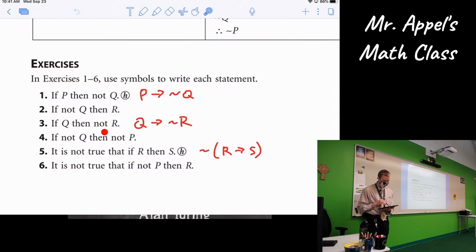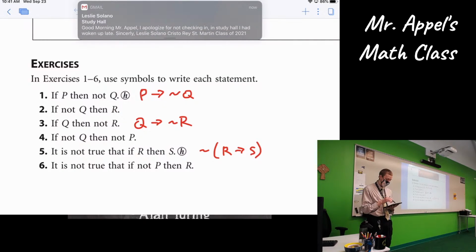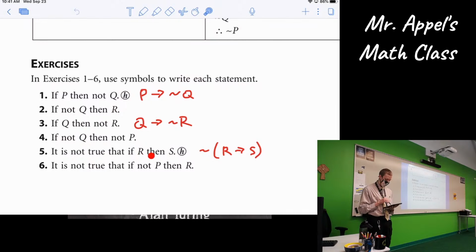Number 3, if Q then not R looks like this. And number 5 was the tough one. It is not true that if R then S. So they're setting us up for it is not true that. So you're going to start with a negation, squiggle, around the whole thing. It is not true that all of this happens.